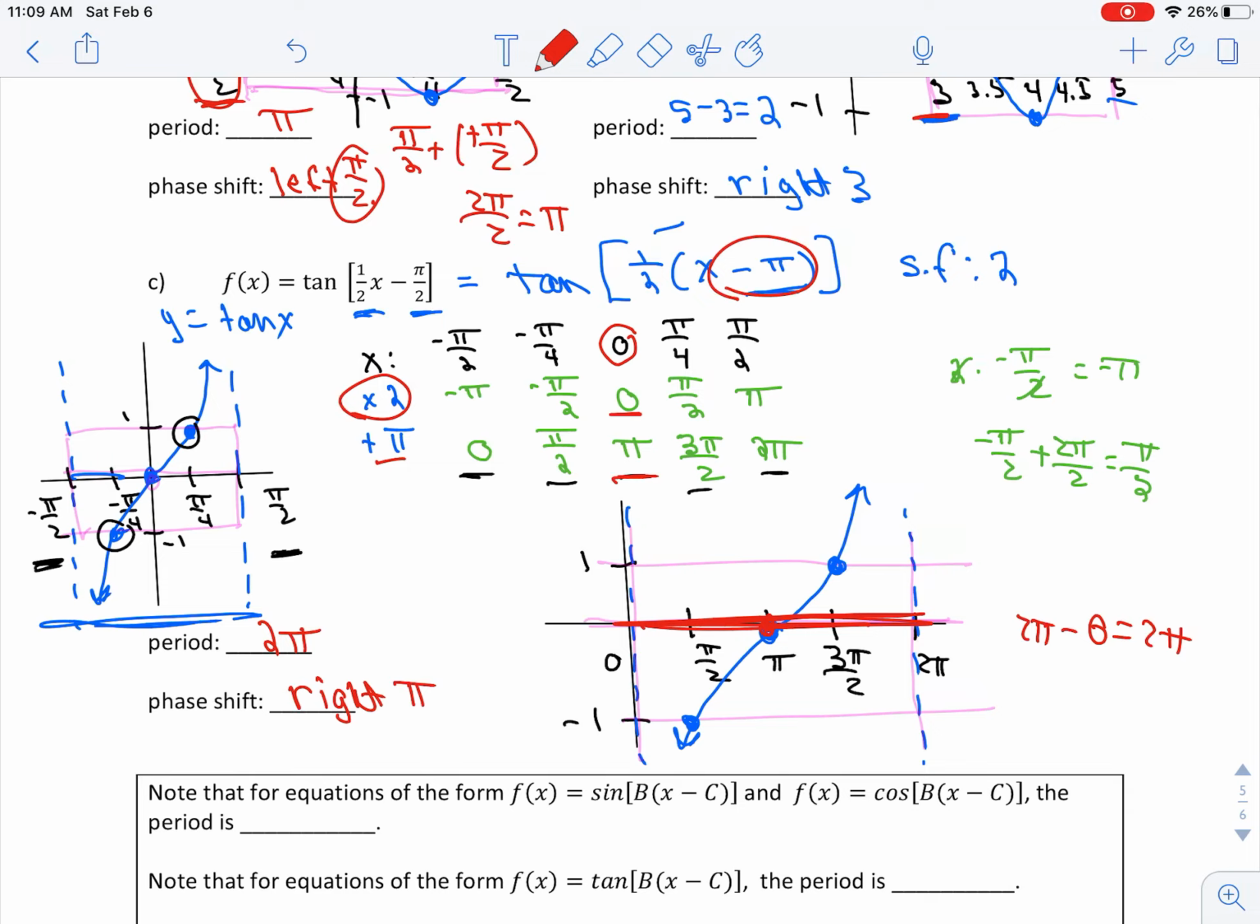So we can see the translation for this one. If I, again, just go back to the origin and say, where did the origin end up? The origin ended up here at pi. And so we can kind of see the going right pi.